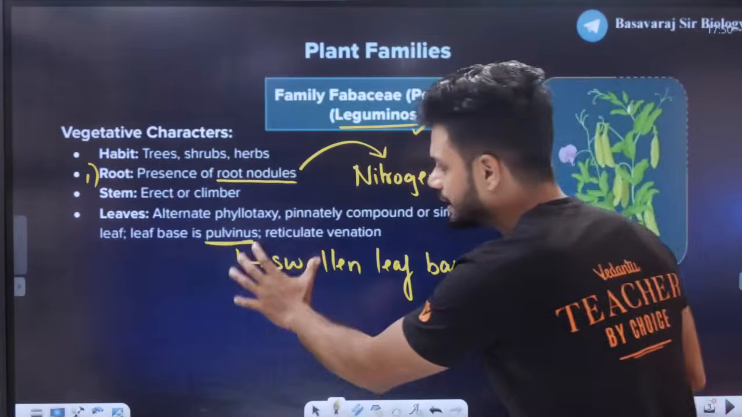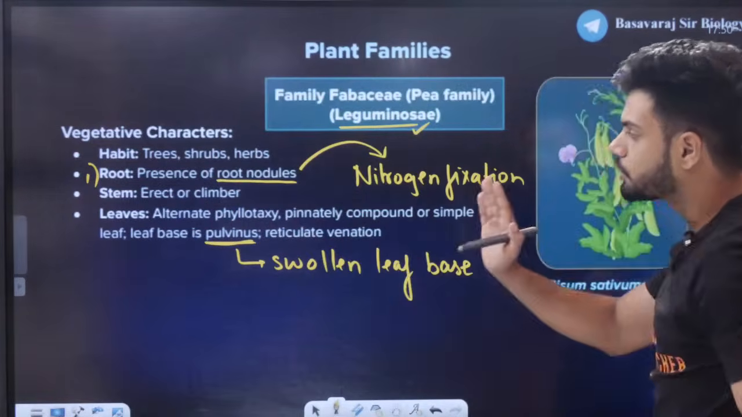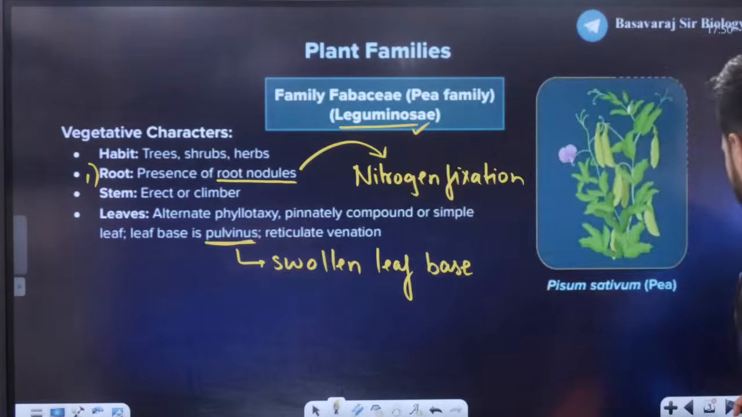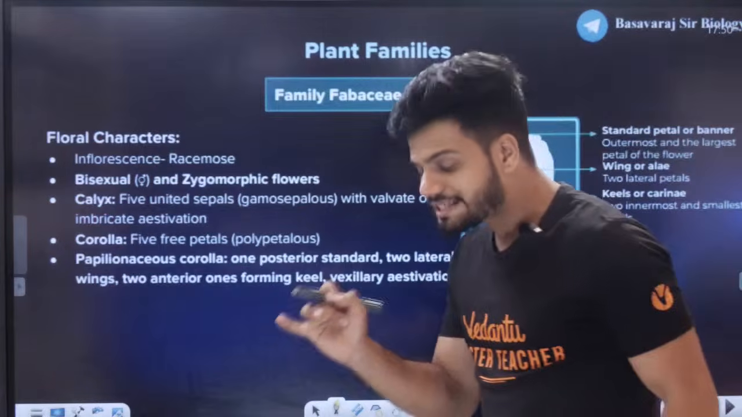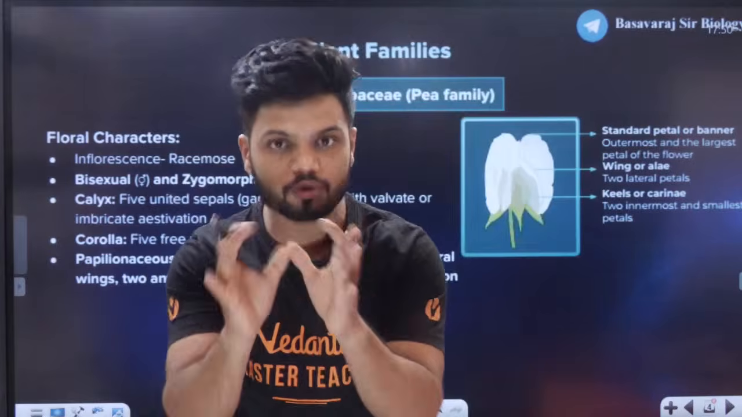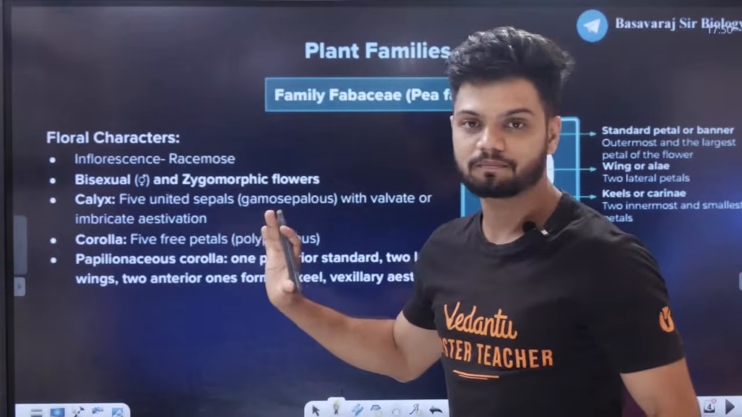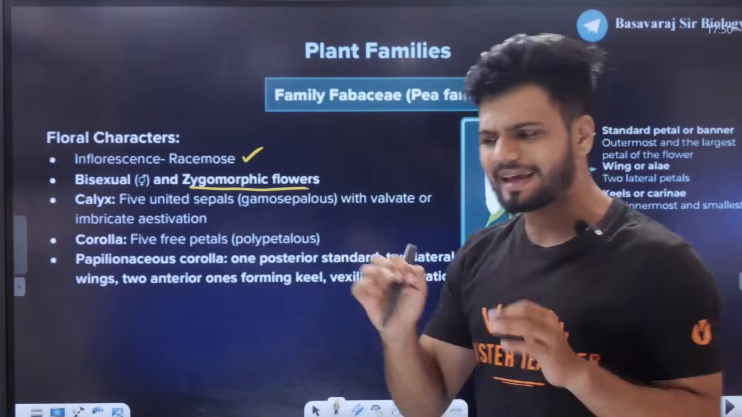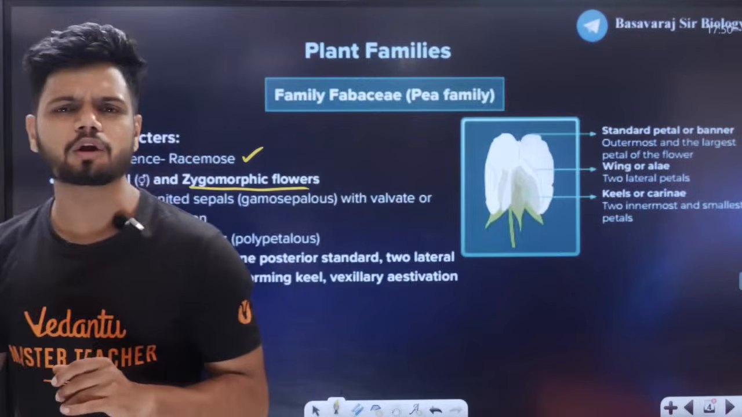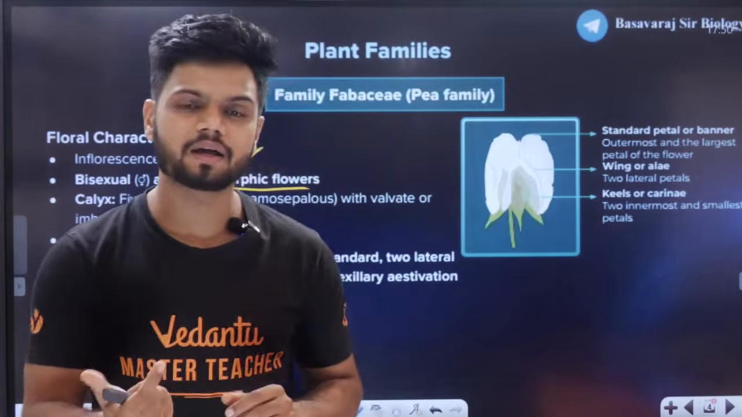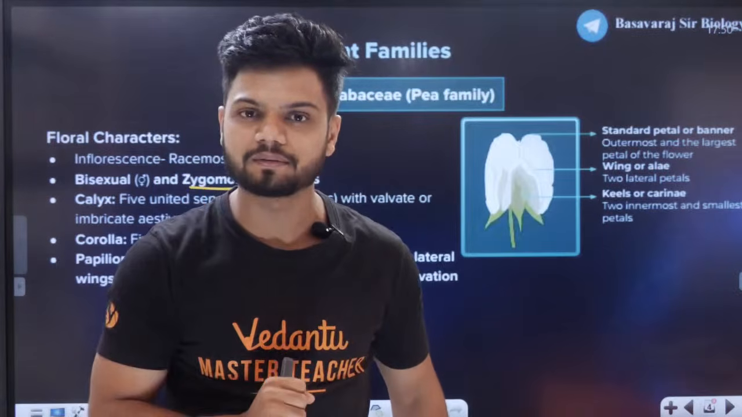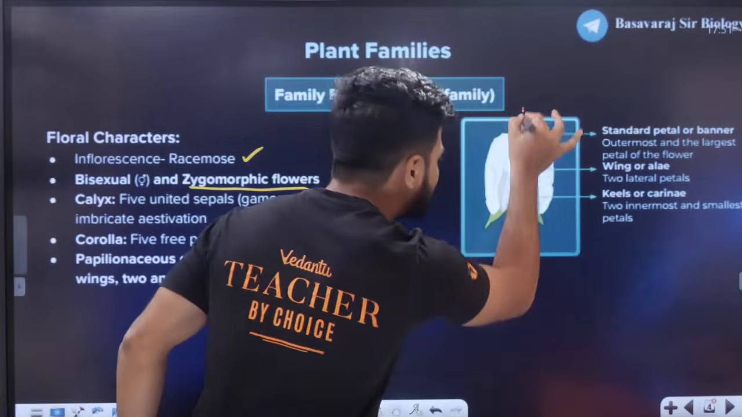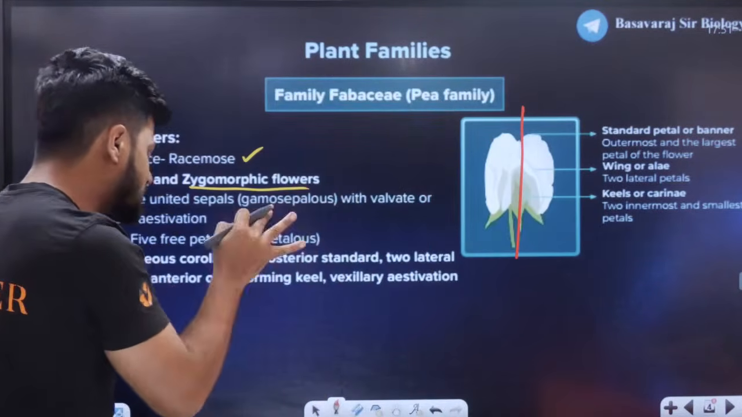Clear, students? So from the first slide, you need to remember the root nodules and also the pulvinous leaf base. Okay, done. The next thing you need to remember is the inflorescence, that is racemose inflorescence, as well as zygomorphic flower. Can anyone in the chat tell me what is a zygomorphic flower? Can I cut it into two equal halves in only one plane? Yes. For example, this flower can be cut into two equal halves on a single plane. That is called a zygomorphic flower.